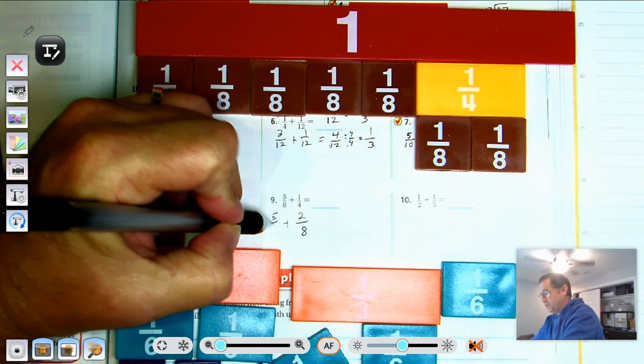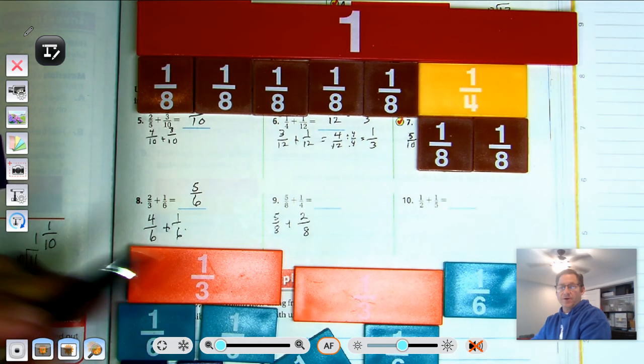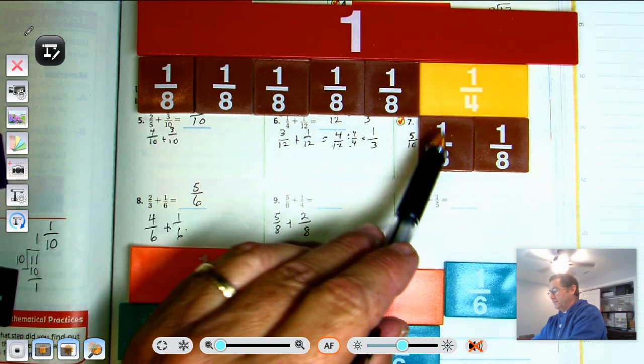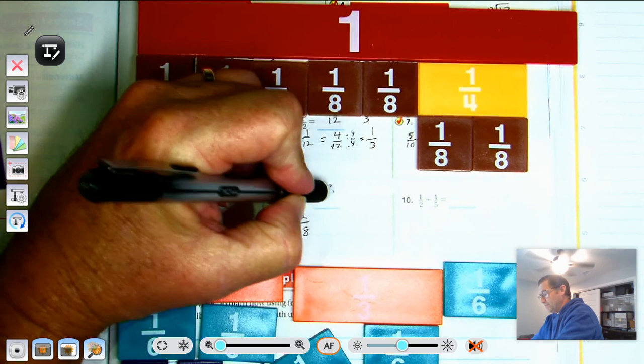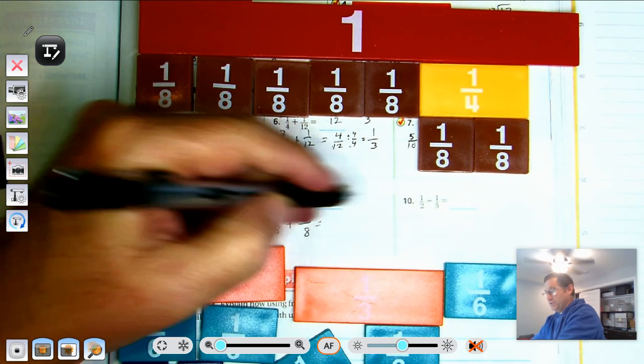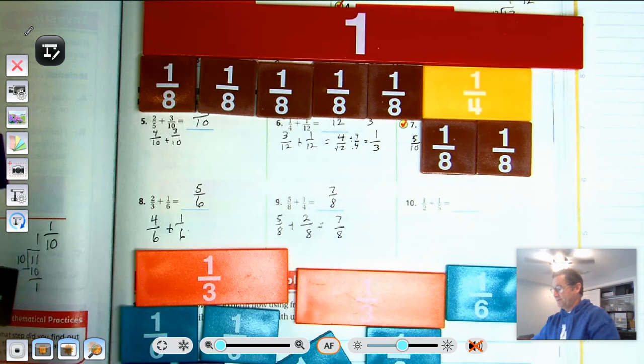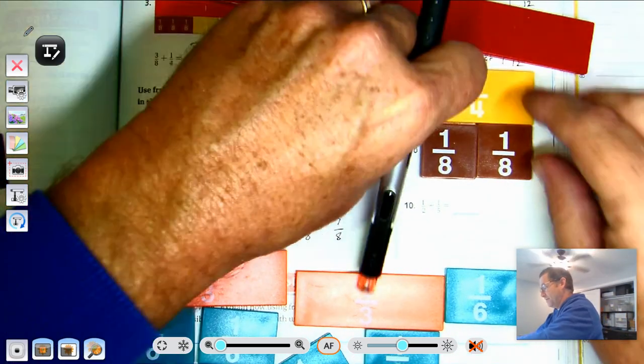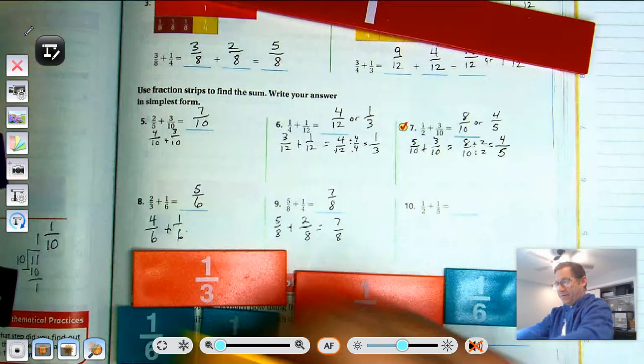We don't need to change the 5/8 because its denominator was already 8. So how many eighths do we have? 1, 2, 3, 4, 5, 6, 7. Which makes sense. 5 plus 2 is 7. 7/8. All right, now we have 1/2 plus 1/5.